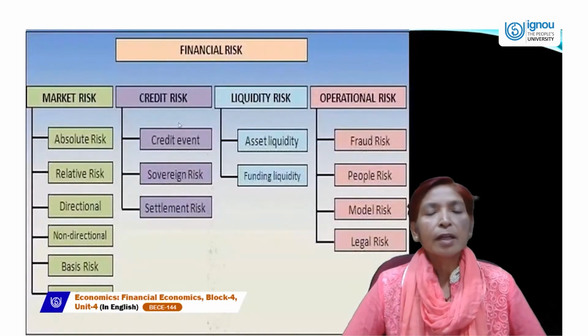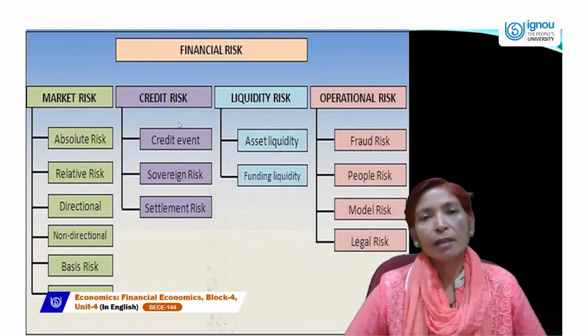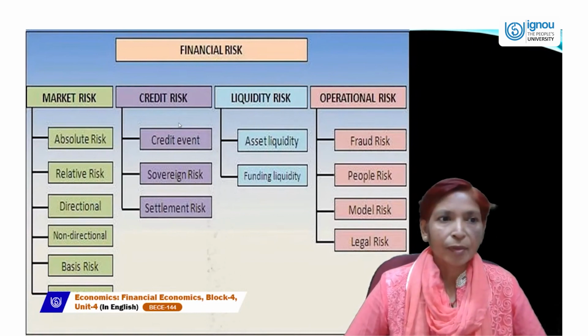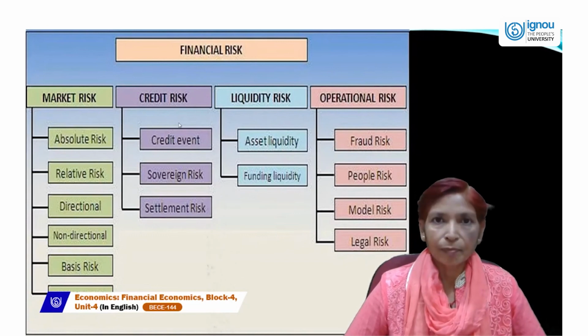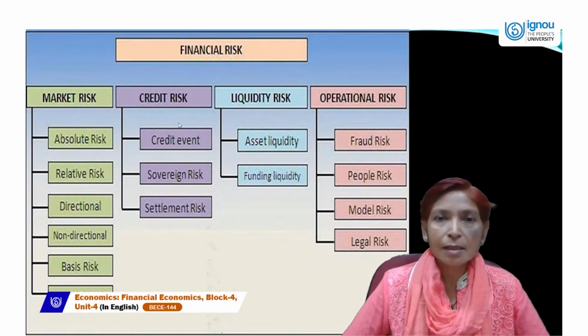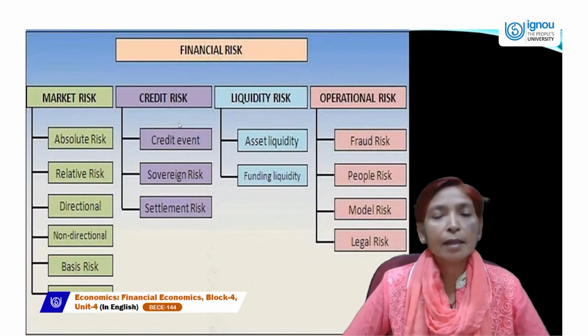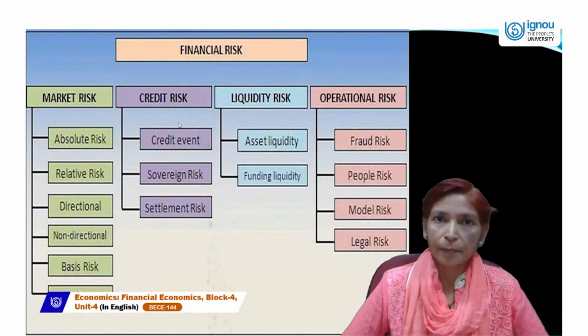Next is types of financial risk. There are so many types of financial risk involved in the financial market. First is market risk, second is credit risk. We can classify financial risk into 4 broad categories. One is market risk, second is credit risk, third is liquidity risk, and fourth is operational risk.